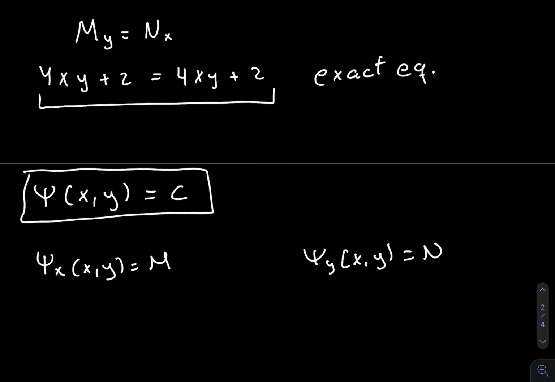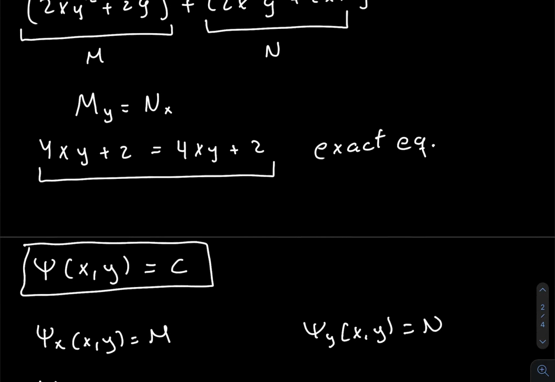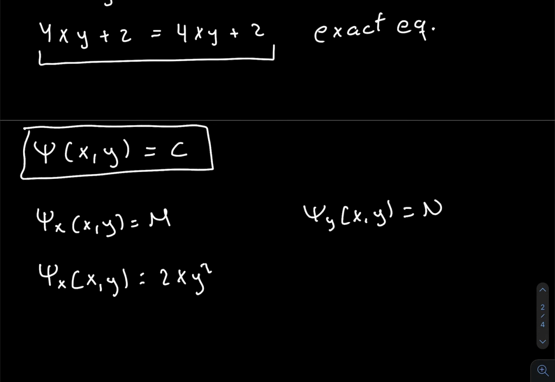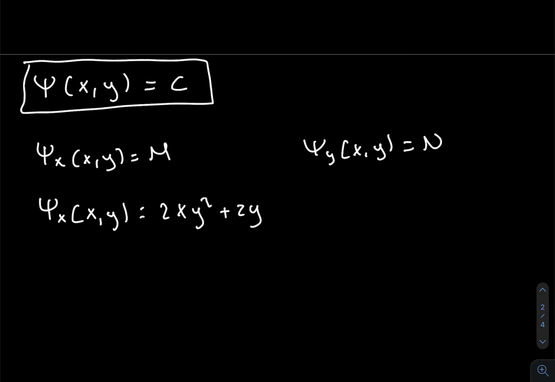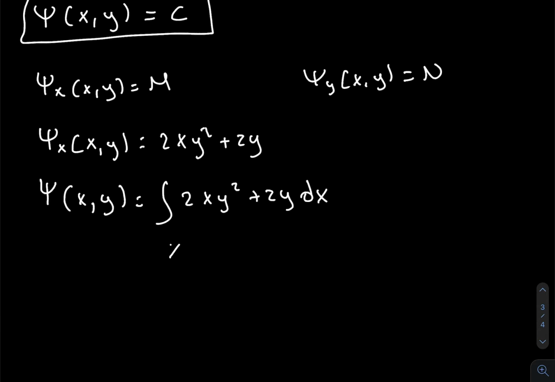So then we'll have this is equal to 2xy squared plus 2y. Okay, so then if we integrate with respect to x, we will get x squared y squared plus 2xy.